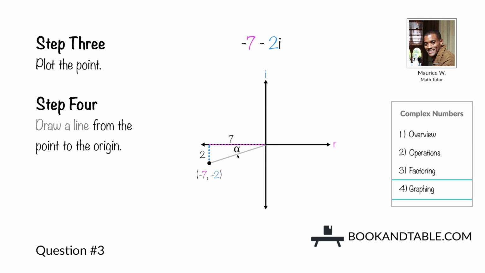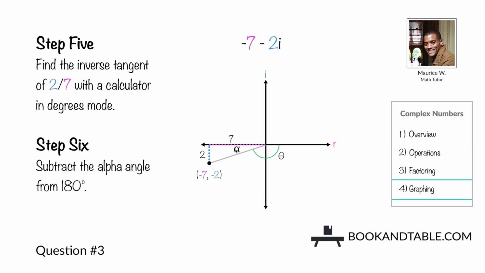giving us a right triangle with an adjacent side to alpha with a length of 7, and a side opposite of alpha equivalent to 2. So now we have our alpha angle and our argument. So we'll use the inverse tangent of the opposite side 2 divided by the adjacent side 7 to find our alpha angle. And then we'll subtract that from 180 degrees to get our negative theta.